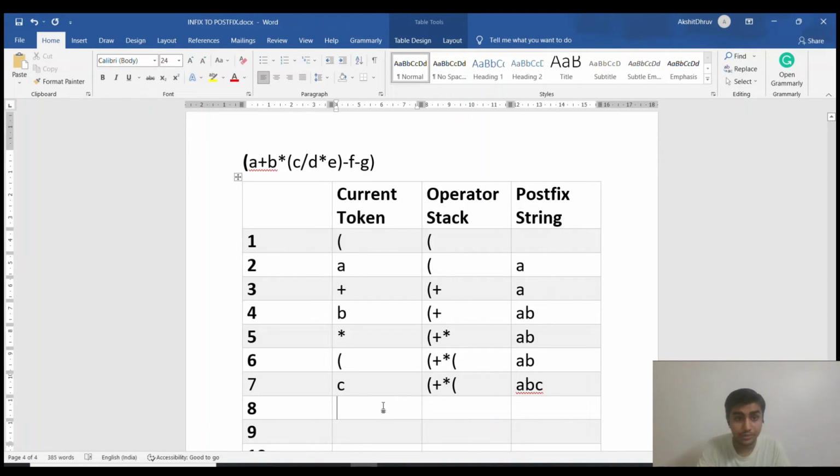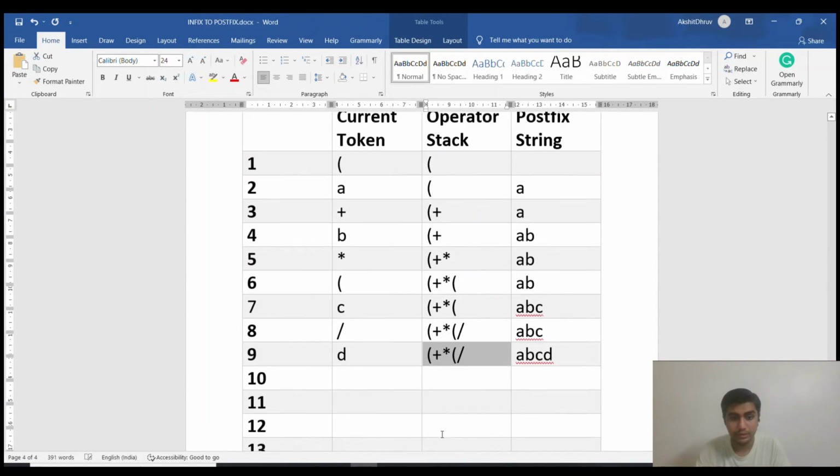Now the division comes. So what we will do is multiplication plus star again, bracket, and the left parenthesis is backslash. So it will be ABC as it is, right? Division will be over here. Again D. Again we need to append over here only. There is no change in this. So we will copy, paste the previous step.